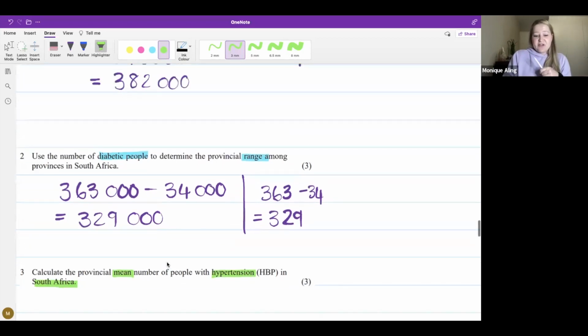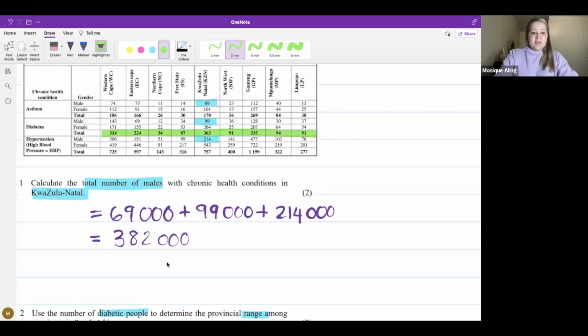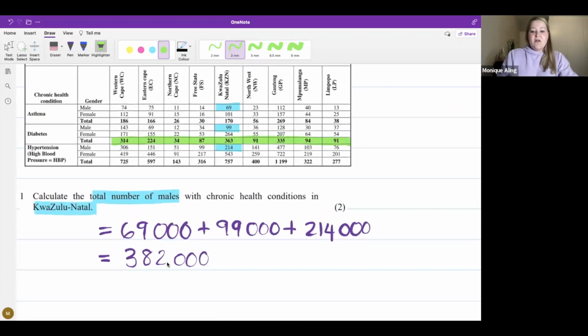So I'm going to go back to the screen. Okay, and we're looking for hypertension specifically. We need to work out the average. Okay, so hypertension is our last chronic health condition listed, and I'm going to highlight the totals for you just so it's easy to see. It is in yellow.